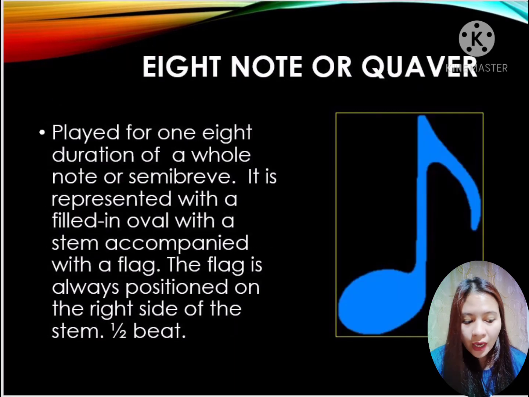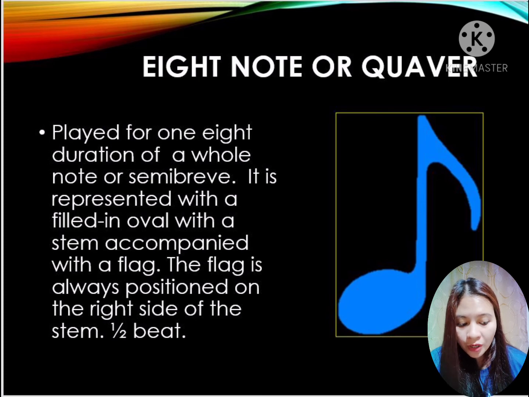Next is the eighth note or quaver. So an eighth note is played for 1/8 the duration of a whole note or semibreve. It is represented by a filled oval with a stem accompanied with a flag. The flag is always positioned on the right side of the stem, and its beat is 1/2 beat. So the eighth note is shown in the picture.